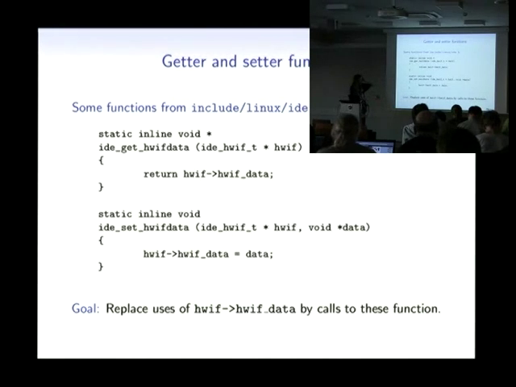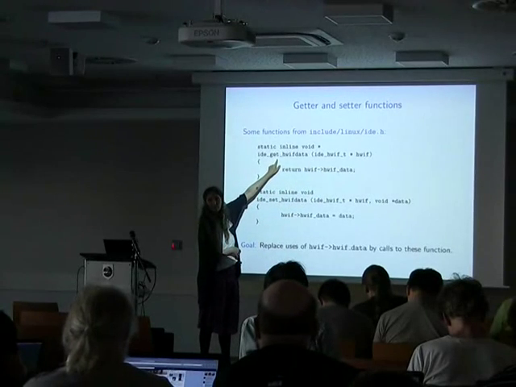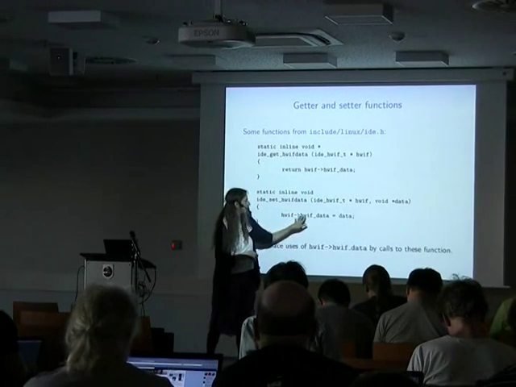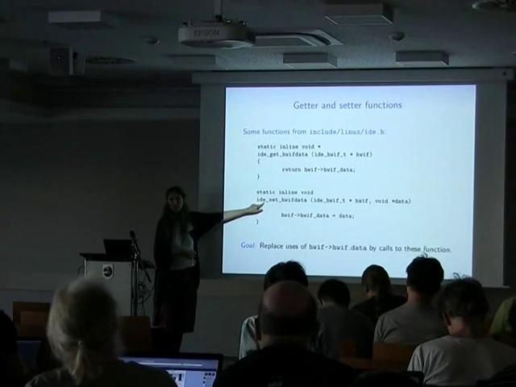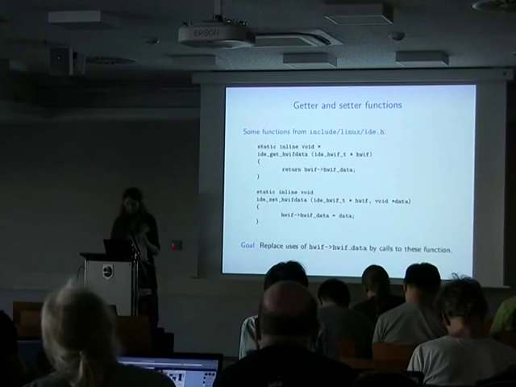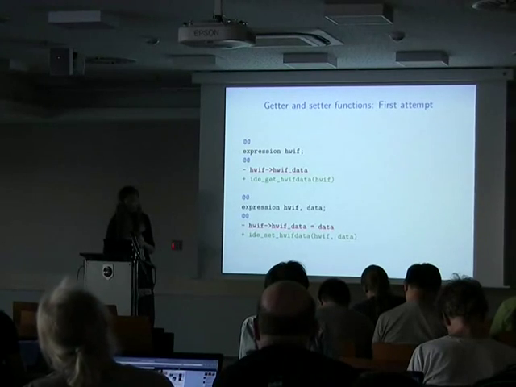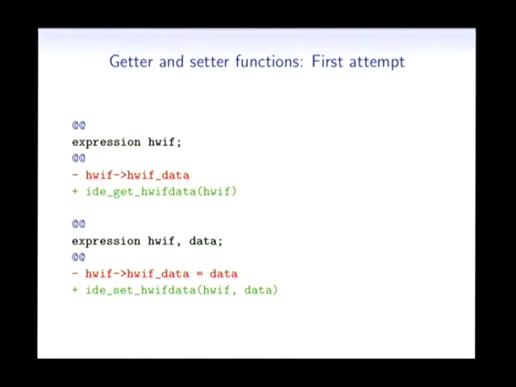Okay, so our idea is just if we have any references to this field, then we should replace them by the call to the getter function. If we have any assignments like this, then we should replace it by a call to the setter function. So that seems fairly straightforward based on what you've seen so far. So we have two rules. One is going to generate the getter function, one is going to generate the setter function.